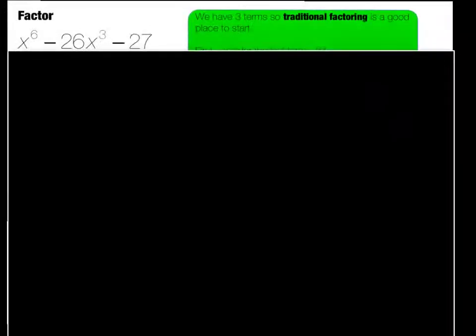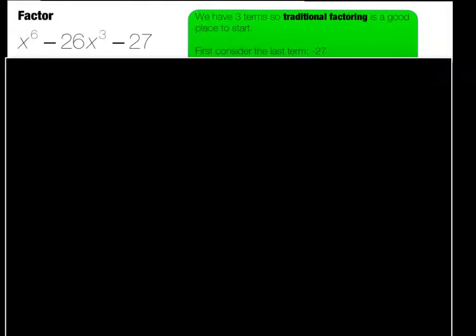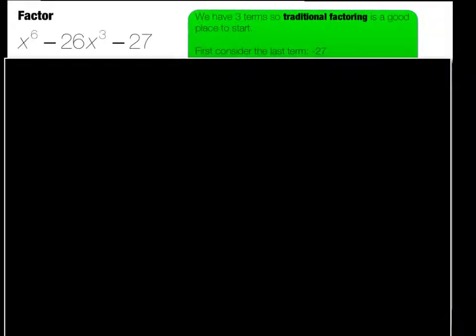In this tutorial, we're going to look at factoring. We're going to take a couple of examples, and we're going to look at some more advanced levels of factoring. First one we're going to look at here is what we're going to call traditional factoring. And the first clue that we're going to try to factor traditionally is the fact that it has three terms.